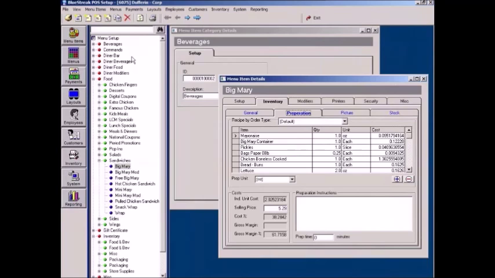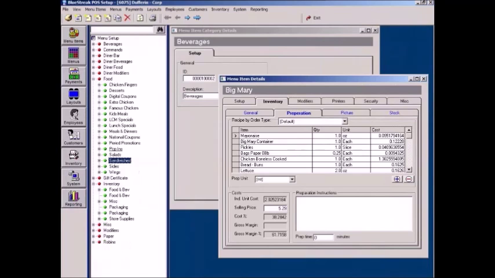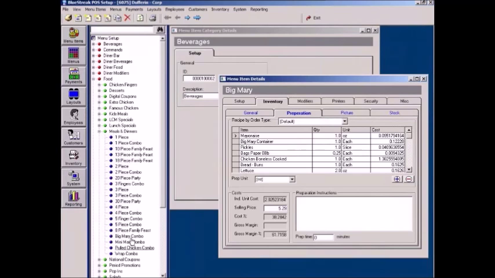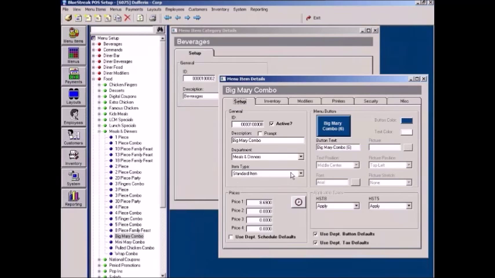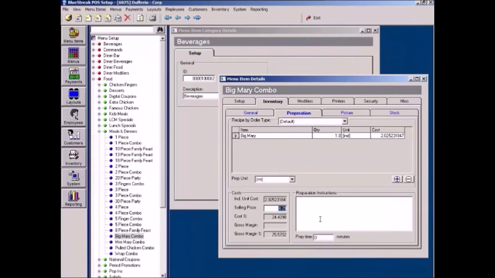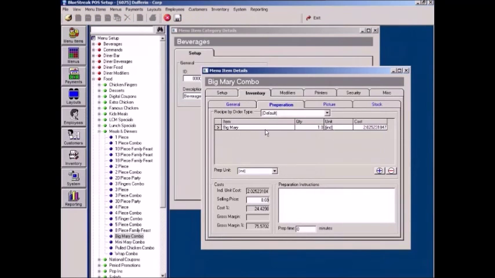So what I'm trying to get to is, if I was to sell a combo and I go into my meals and dinner section and I pick my Big Mary combo, you'll notice that even though I sell this item for $8.69 in the system, the only recipe that's being depleted is the Big Mary sandwich itself. There is no notation here on the taters, on the salad, and on the drink.